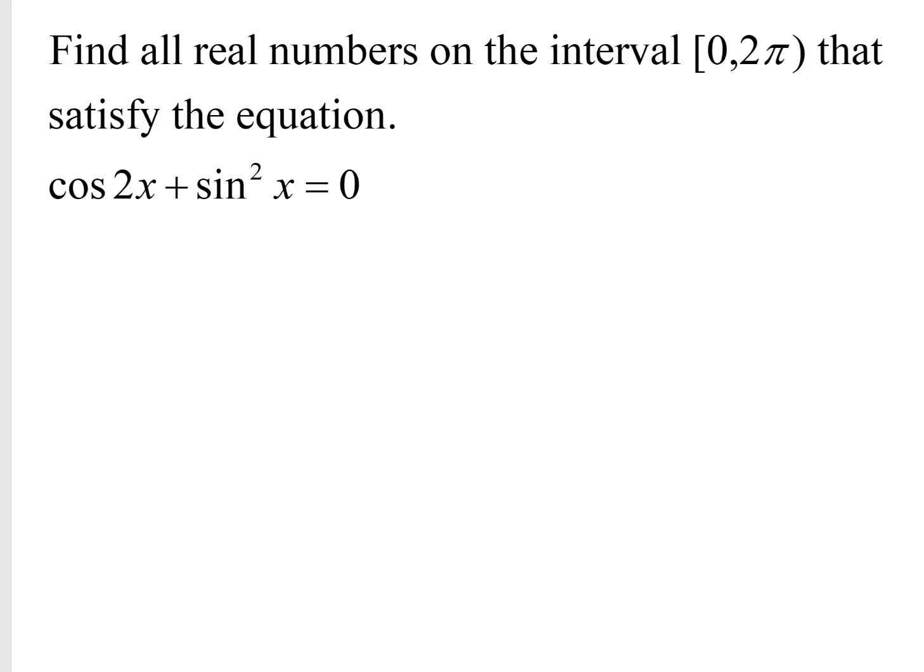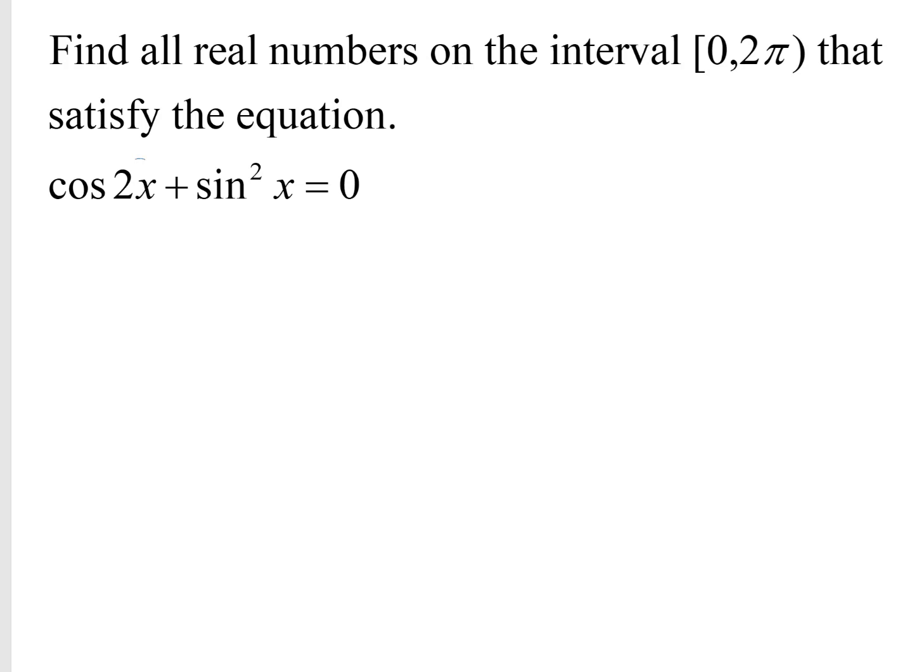We want to find all real numbers on the interval from 0 to 2 pi that satisfy this equation. As I look at this equation, I see two issues. The arguments or angles are different: I have a 2x and I have an x, and also the trig functions are different. I have a cosine and a sine. So I need to use identities so that I can get them, first of all, in terms of the same angle or argument.